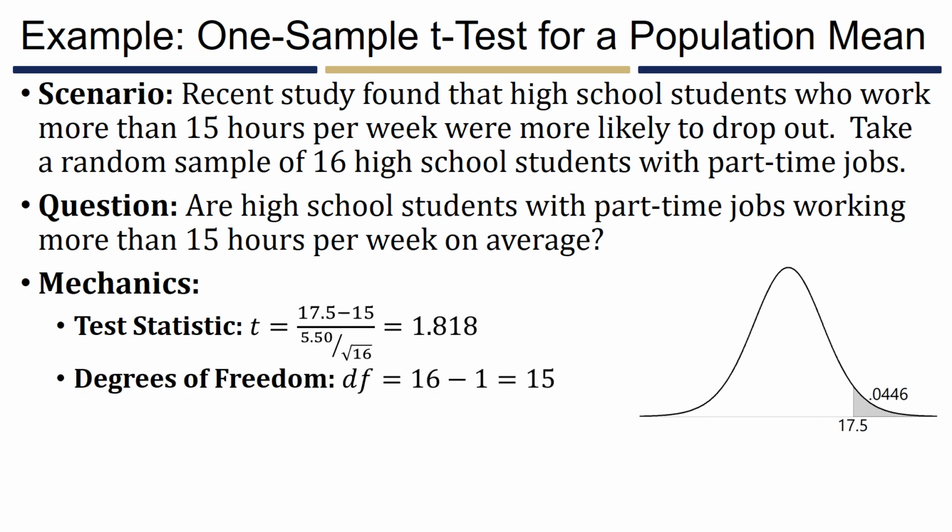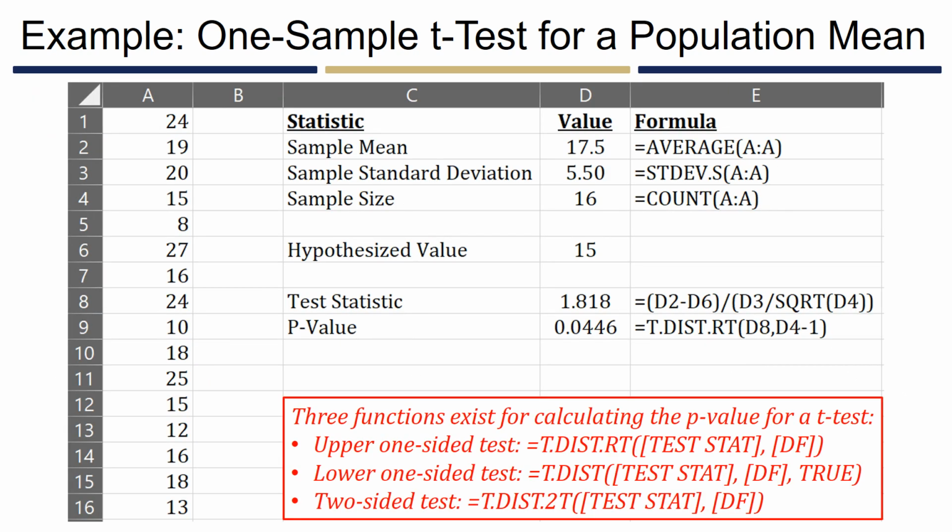Now we have 16 observations in our sample, meaning we have 15 degrees of freedom. This then allows us to go and calculate out the p-value using Excel. Cell D8 contains a calculation of the test statistic. What you see in column E is the exact formula that you can use in order to calculate out the test stat. D2 is the sample mean, D6 is your hypothesized mean, D3 is the sample standard deviation, and then D4 is the sample size.